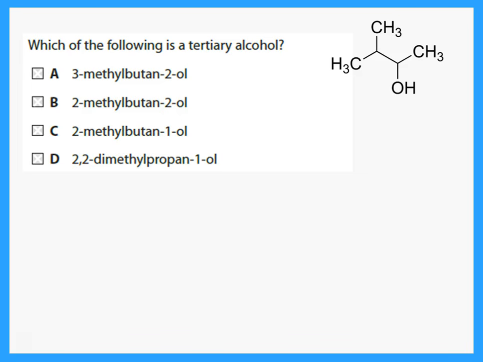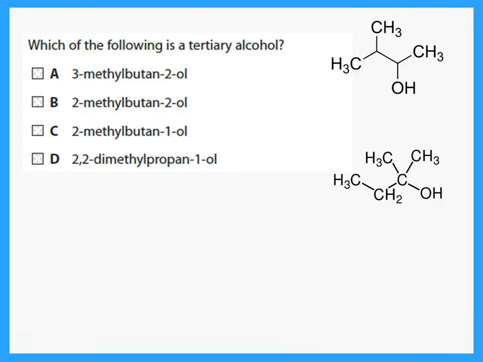Okay, so 3-methyl butane 2-ol, that is my first one. Is that a tertiary alcohol? Well, let's see. The OH is attached to a carbon that is attached to 2 carbons. So actually, this is a secondary alcohol. Now, 2-methyl butane 2-ol. This would be the compound.